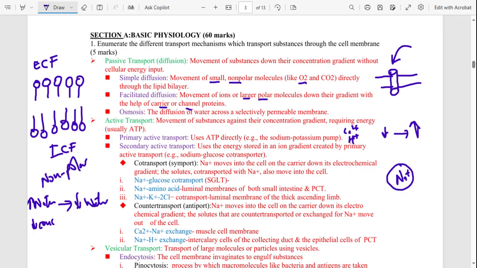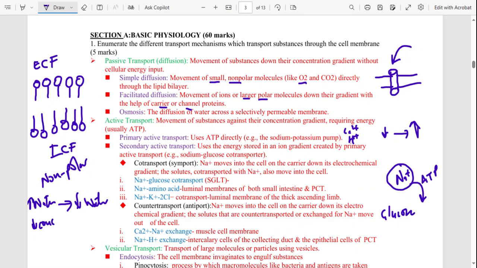So secondary transport uses the energy stored in an ion gradient created by a primary active transport. So for example, you want to transport, let's say glucose. What happens in this case is that you are going to be transporting sodium using energy. So the transport of sodium is going to be requiring energy. So ATP is going to be broken. And then glucose is going to take advantage of that ATP that sodium is using.